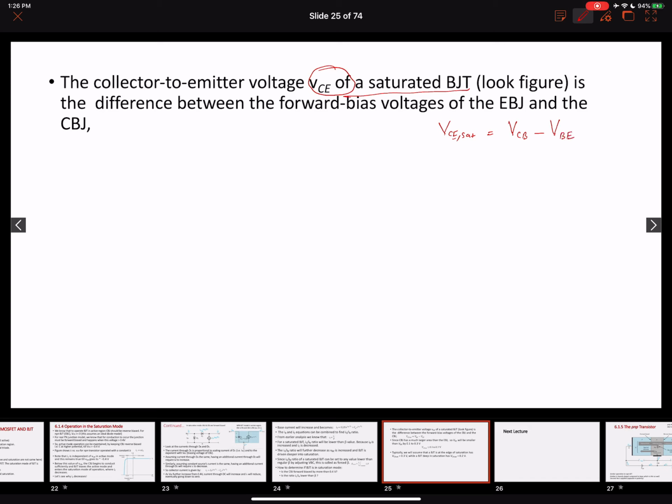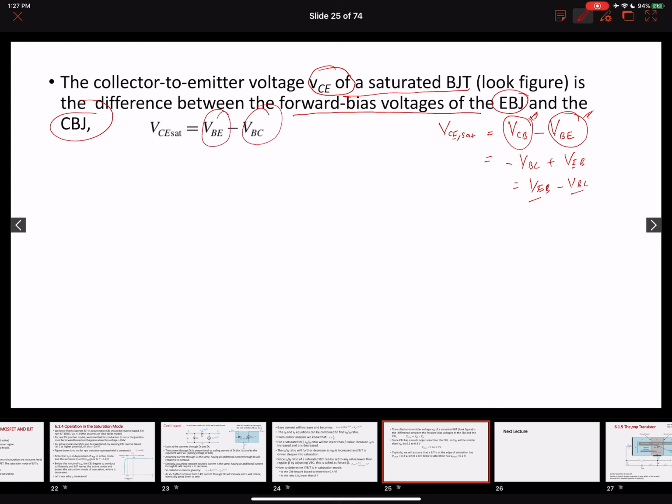So it will be the difference of the forward bias voltages of the emitter to base junction and the collector to base junction, right? This equation can also be written, if we just take an inverse, as VBC plus VEB, or VEB minus VBC, depending on how you write down the polarities or how you connect the power supplies to the transistor. So it will be the difference of these forward bias voltages of the emitter to base junction and the collector to base junction.